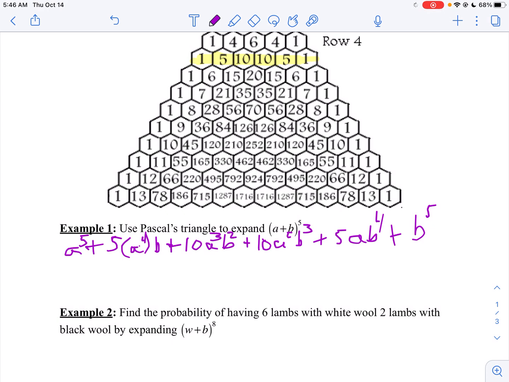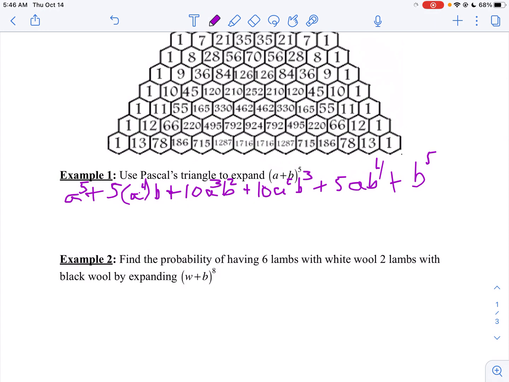I can use Pascal's triangle to answer questions related to probability. And here's what we're going to take a look at. It says, find the probability of having 6 lambs with white wool and 2 lambs with black wool. Now, this is a simple problem. We only have white and black. You can't have any other colors. We're going to expand the binomial w plus b to the 8th. I want to look at the term that has white to the 6th and black to the 2nd.